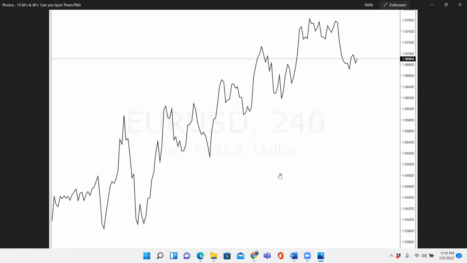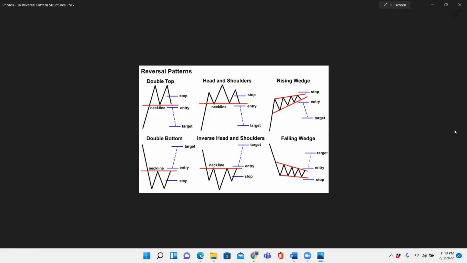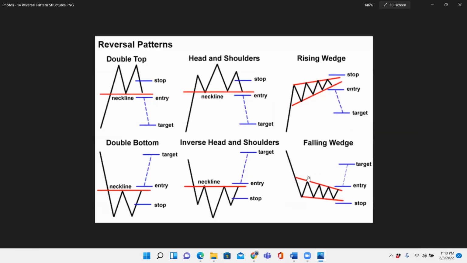You guys right now should see the M's and the W's. Take 5 seconds to take a look. 4, 3, 2, 1. Great job, guys. Reversal patterns. We have our M's and W's. We have our head and shoulders. We have our inverted head and shoulders. We have our rising wedges and falling wedges. Like I said, I have other videos on these topics on this channel.